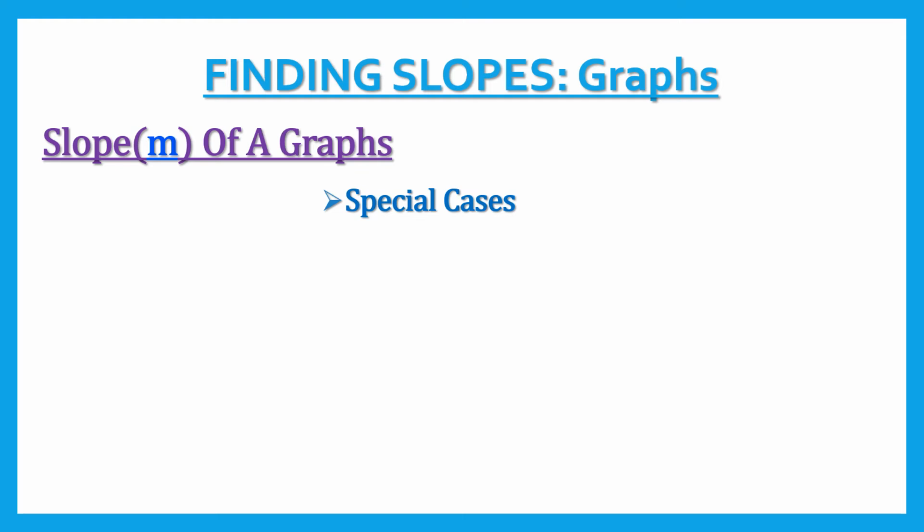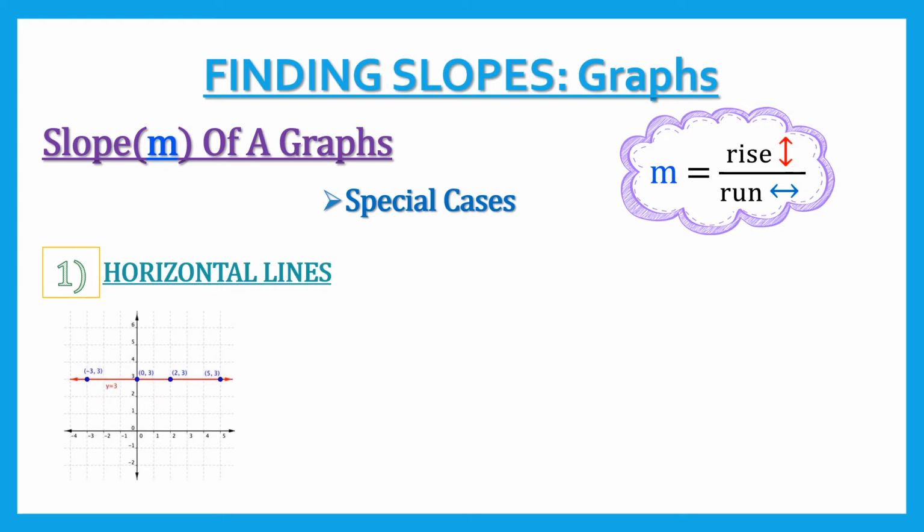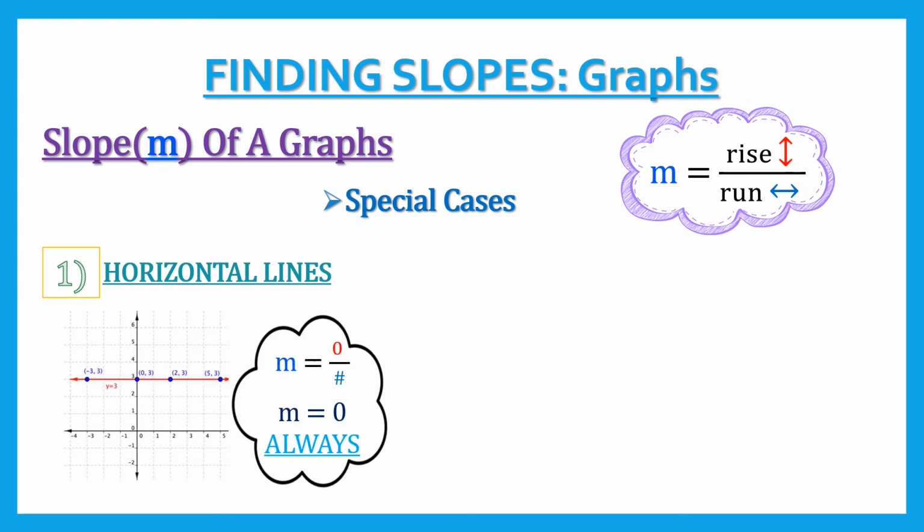Now, the slope of a graph when we have special cases. And remember, m is equal to rise over run. Horizontal lines. If you take a good look and analyze the horizontal line, there is no rise, it's flat, it's constant. It doesn't rise at all, so therefore the rise is 0. But it does run across the graph, so therefore it has a run. There will be a value for it. And as we know, 0 divided by any number other than 0 is always 0.